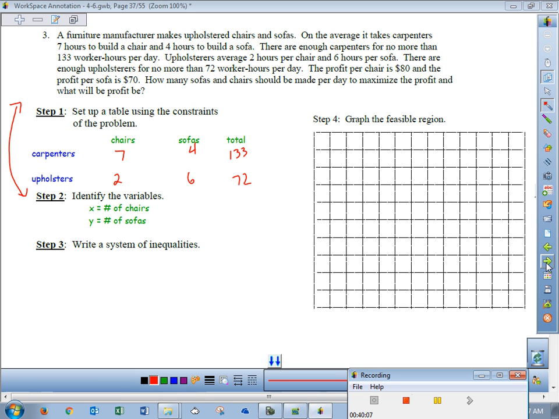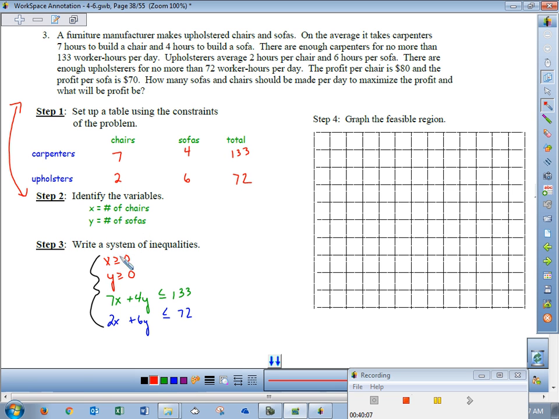System, real simple again. You know you need your basics. The number of chairs has to be greater than or equal to 0. The number of sofas has to be greater than or equal to 0. Then you go across in the chart right here. And why does the symbol have to be less than or equal to? Because they can work no more than 133 worker hours per day. And same thing down here, no more than.